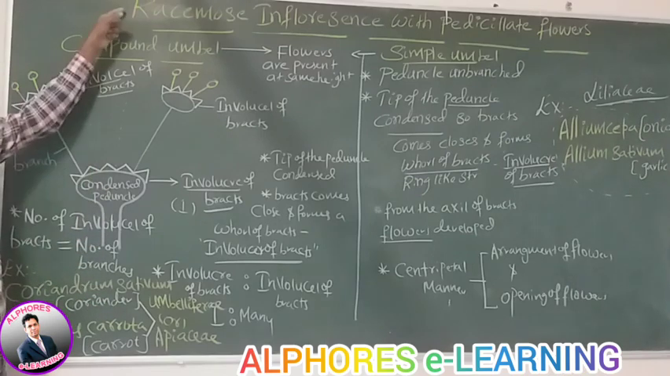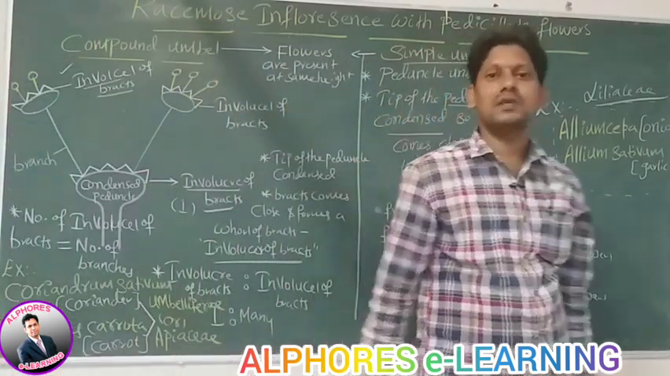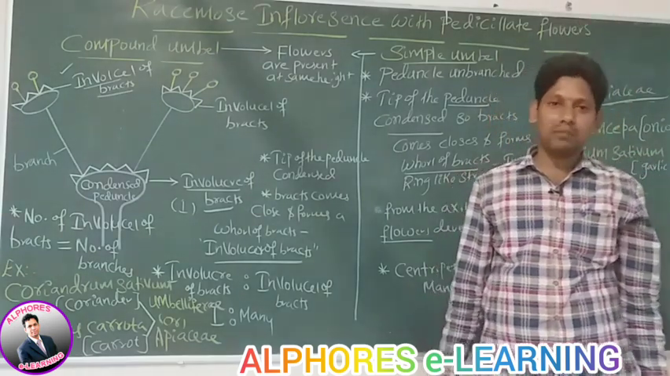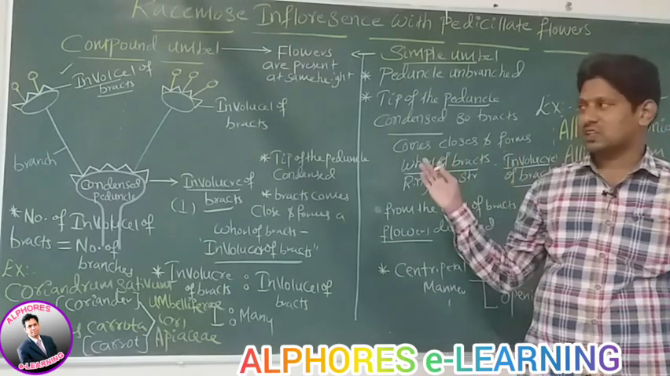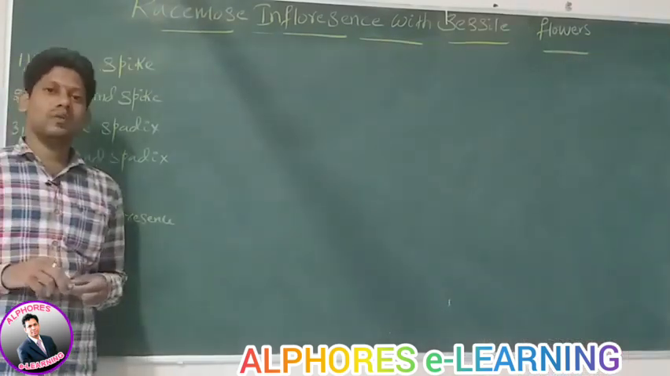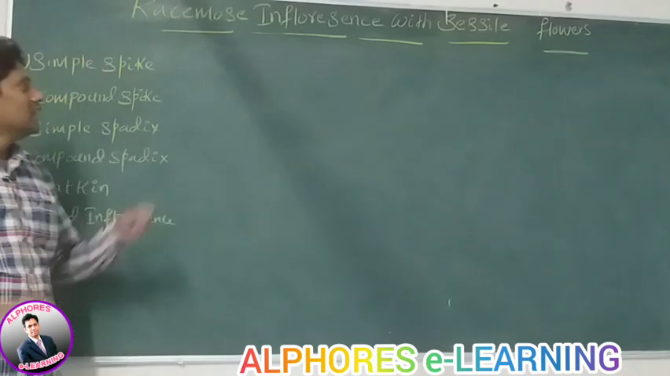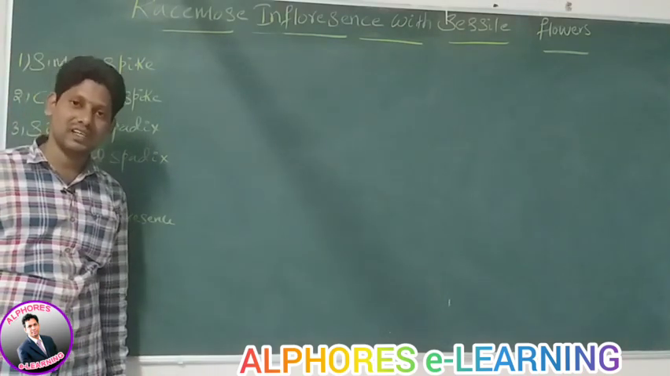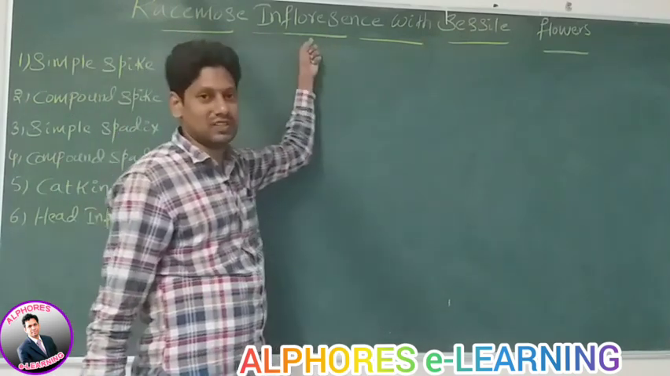With this, we completed racemose inflorescence with pedicellate flowers. Number 1, simple raceme. Number 2, compound raceme. Number 3, simple corymb. Number 4, compound corymb. Number 5, simple umbel. Number 6, compound umbel. Racemose inflorescence is of two types: racemose inflorescence with pedicellate flowers, and racemose inflorescence with sessile flowers.